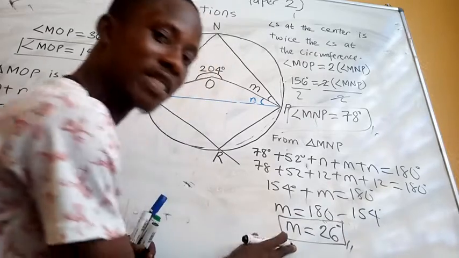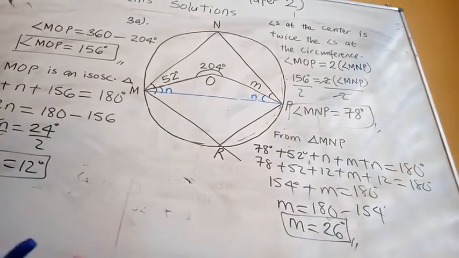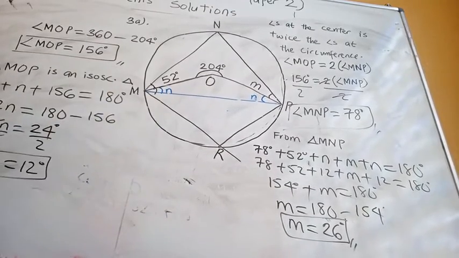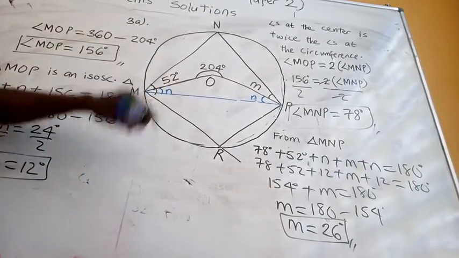So this is our answer to WASSCE 2021 Mathematics Paper 2, question number 3A in the circle theorem.